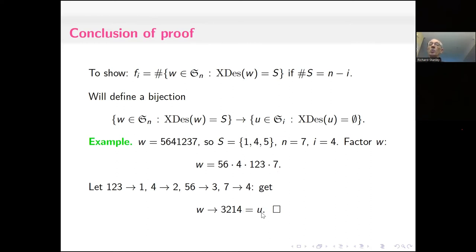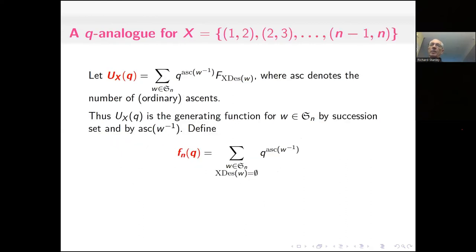And that is the permutation in S_4 with no successions. It's very easy to check that this bijection is correct. So that's the proof of the expansion of U_X in terms of Schur functions. There's a q-analog, okay, mention it. The proof is more or less the same. You just have to keep track of the exponent of q, just straightforward.